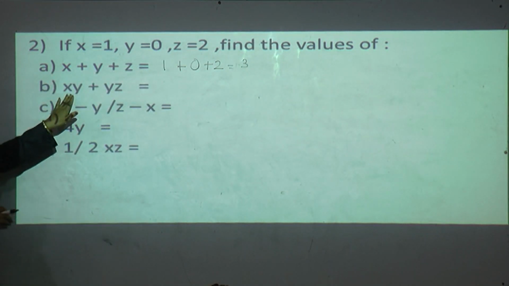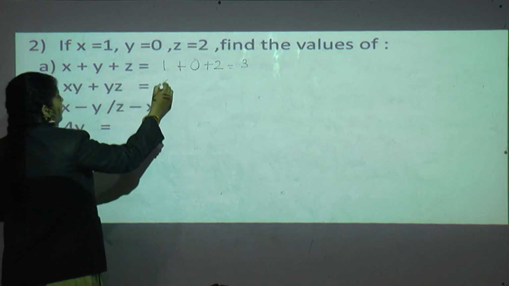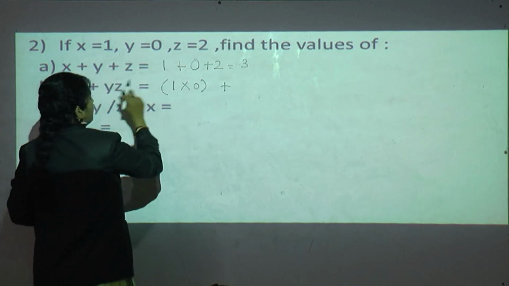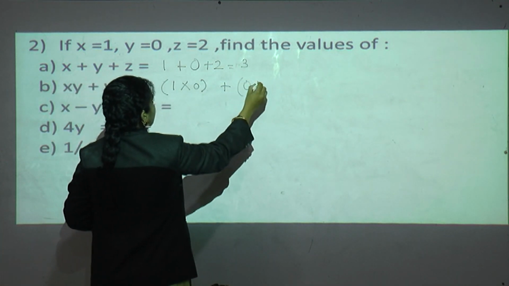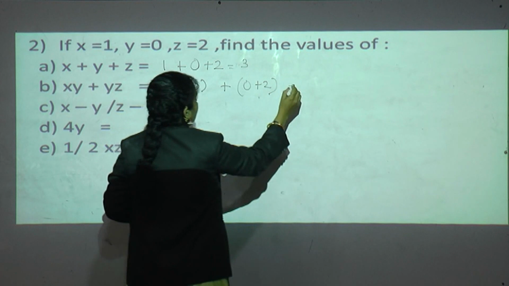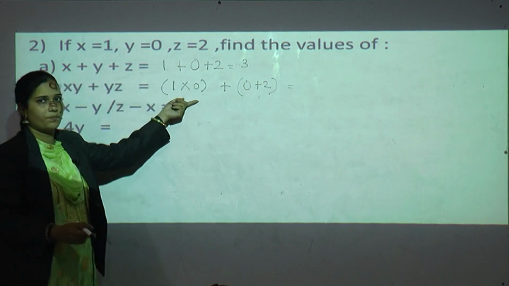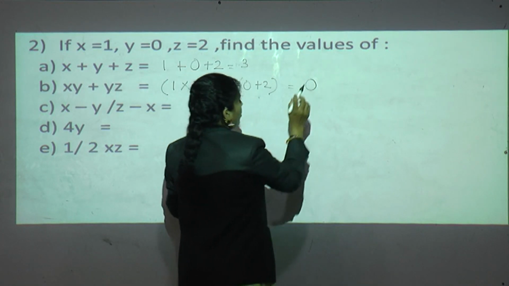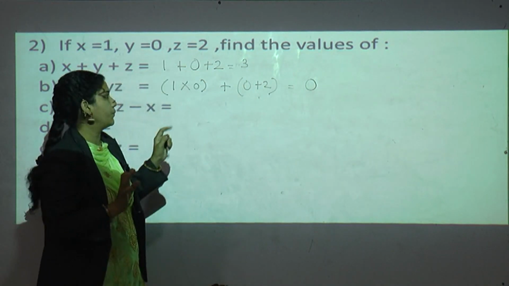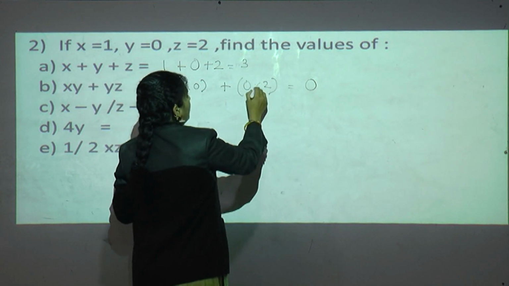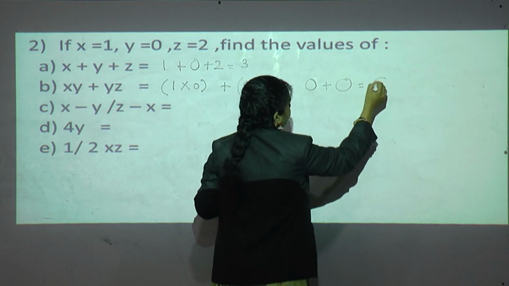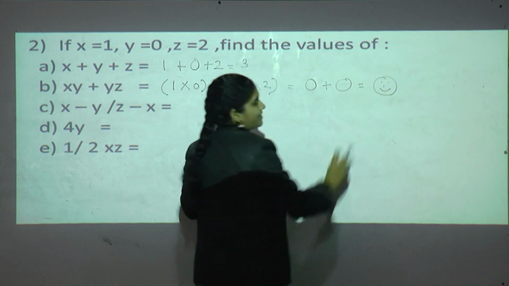Now here xy plus yz means x multiplied by y. So x means 1 and y means 0, plus y is 0 and z is 2. So students, 1 multiplied by 0, yeah, 0, because when you multiply any number with 0, our answer is 0. Here also 0 multiplied by 2, 0. So that's why our answer is 0.